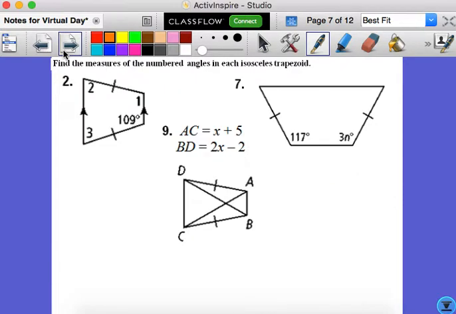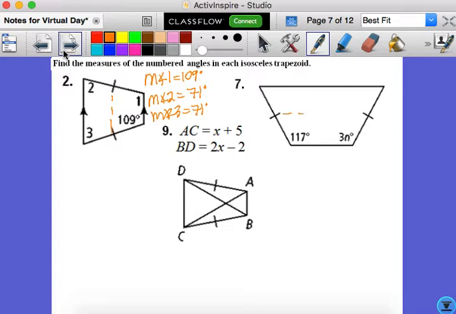Within this isosceles trapezoid, like I said, it's going to split into upper base and lower base. So if we look at that, angle 1 is also 109 because those are both along the same base. Whereas to find 2 and 3, we're going to need to subtract from 180 because any upper base and any lower base have to be supplementary. So angles 2 and 3 are both 71.